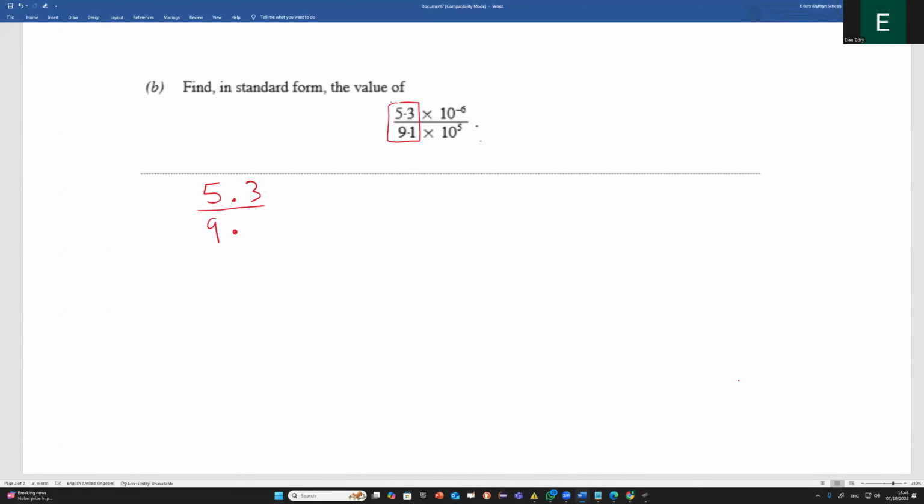Now, if I wanted to do that divide, what would I need to times top and bottom by first? If I want the bottom to be a whole number, what would I have to times top and bottom by? 10. 10, brilliant. So we have 53 over 91. Now, 53, I don't actually know if anything goes into that, so I don't see how you could simplify it.